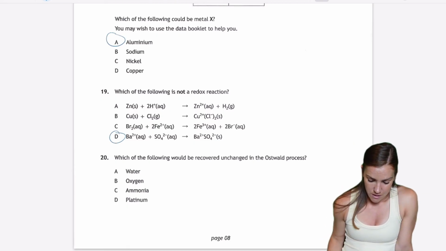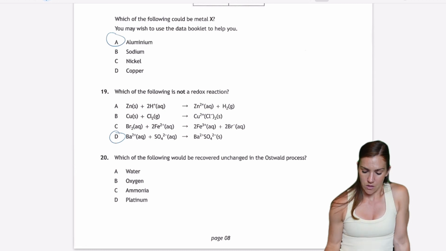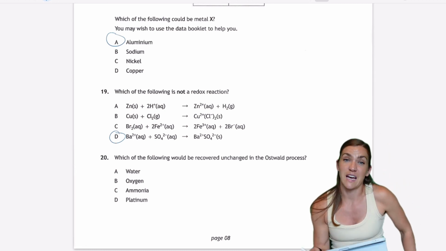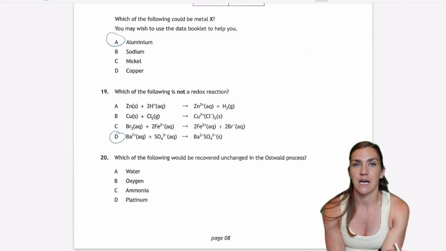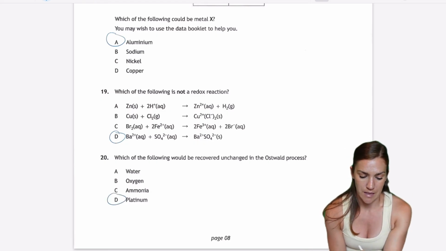So then question 20, which of the following would be recovered unchanged in the Ostwald process? It's the catalysts that are recovered unchanged in any reaction, and the catalyst for the Ostwald process is platinum.